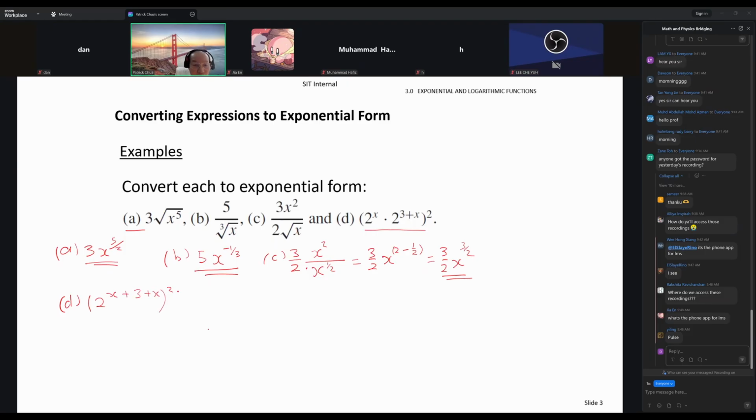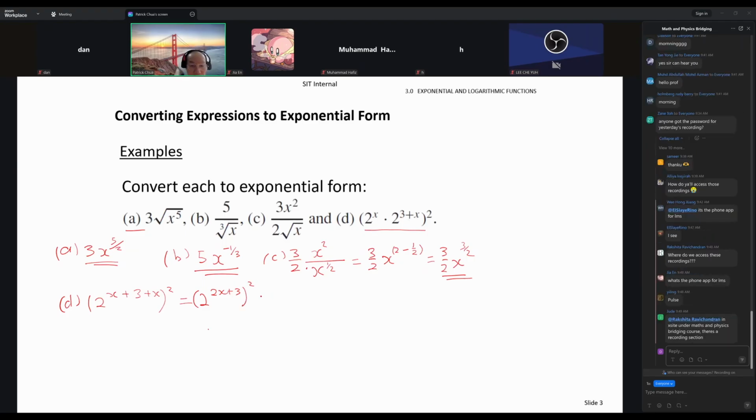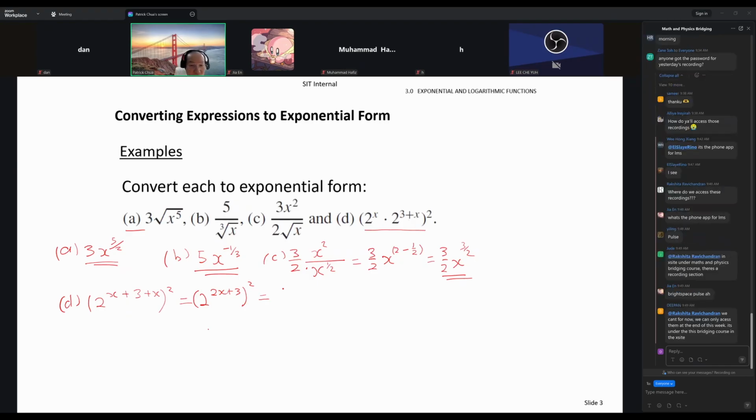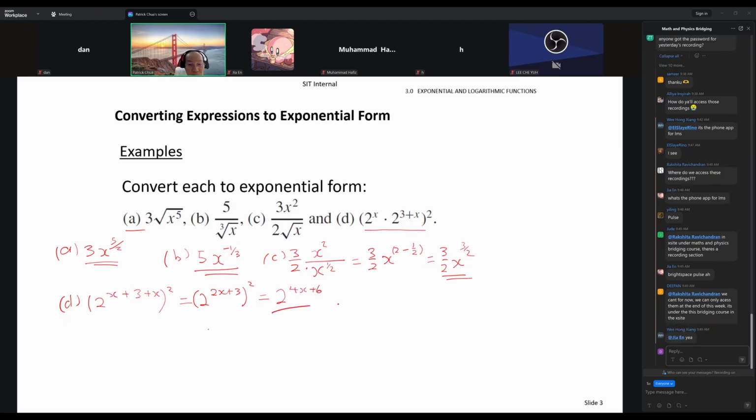Okay, square. And you continue, and that will be x plus 3 plus x. So it's 2 to the power of 2x plus 3, holding square. And then you can arrive at the final answer. You multiply the square into your 2x plus 3. So it's 2 to the power of 4x plus 6. Okay, so that is the final exponential form.